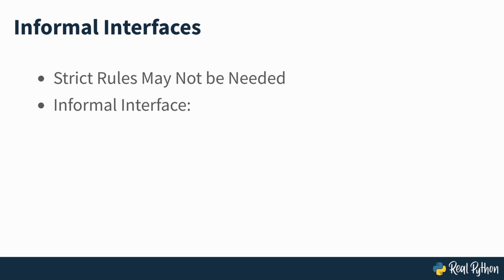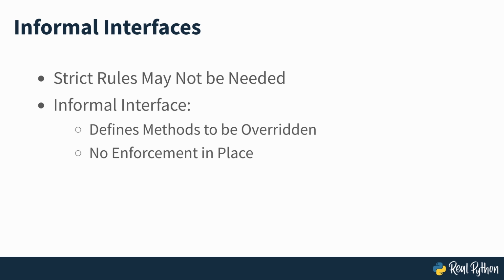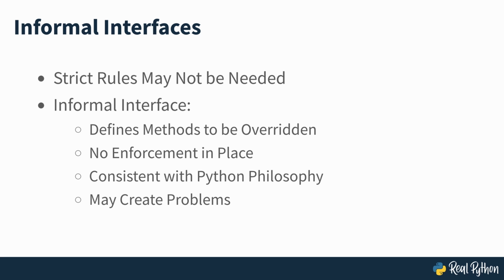In certain circumstances, you may not need the strict rules of a formal Python interface. Python's dynamic nature allows you to implement an informal interface. This interface is a class that defines methods that can be overridden, but there's no strict enforcement. This may remind you of other areas of Python, such as its approach to typing. And along with this flexibility come some potential issues, as you will see.